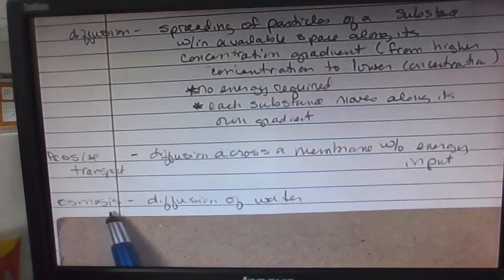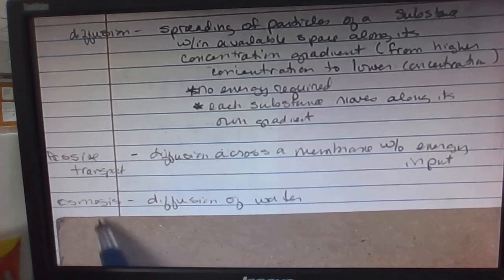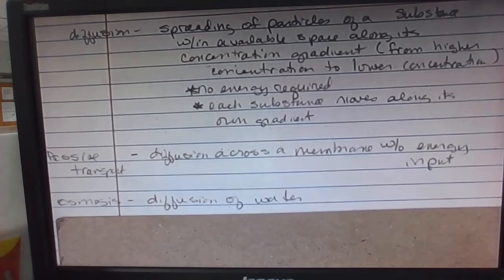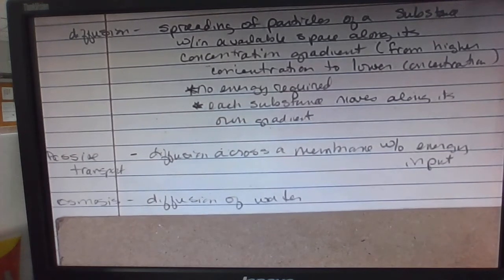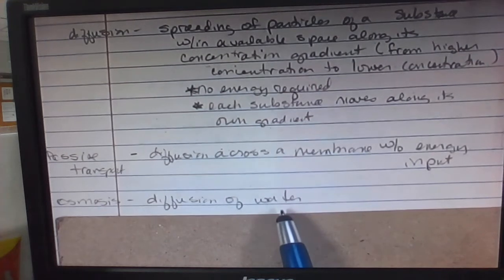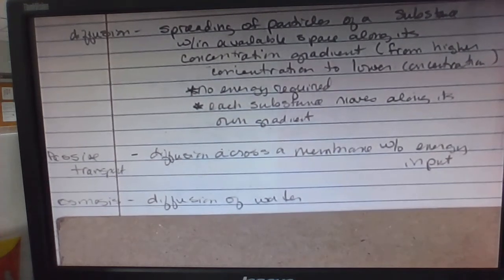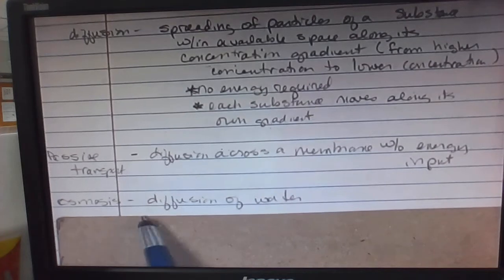Osmosis is a special term that's for the diffusion of water. So osmosis is specifically for water moving along its concentration gradient. Higher concentration of water to a lower concentration of water. Osmosis is the diffusion of water.